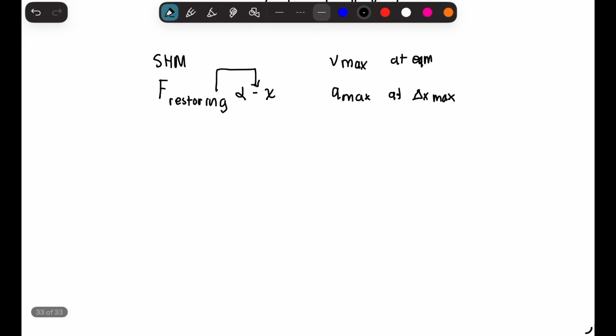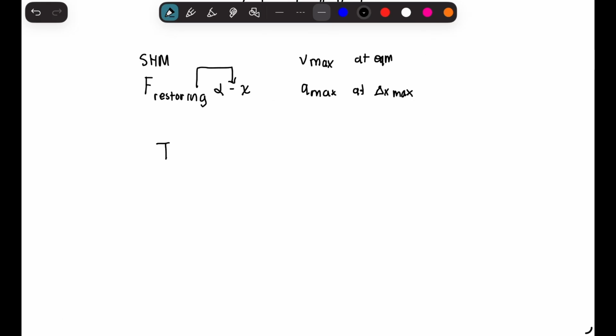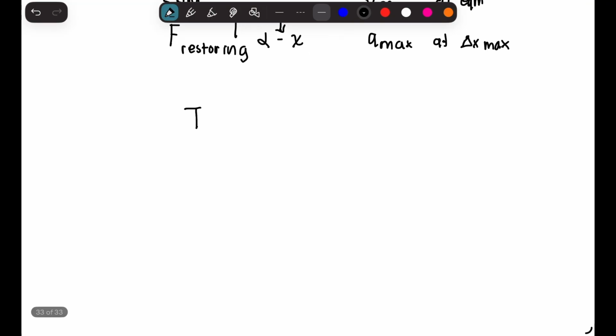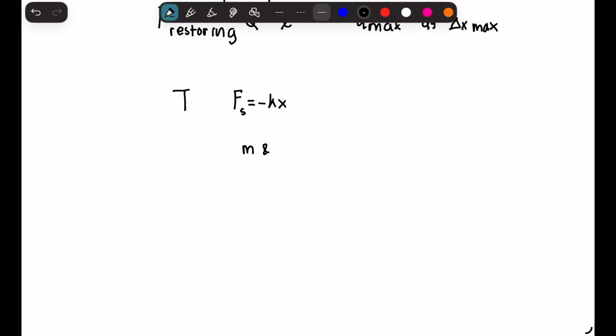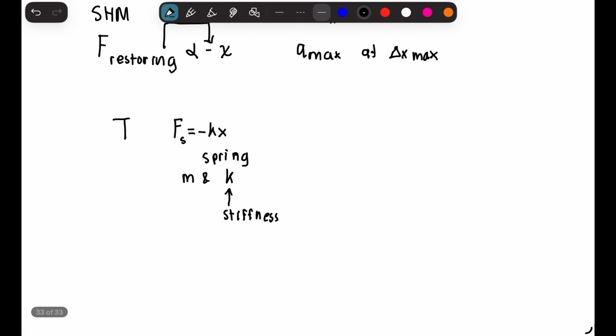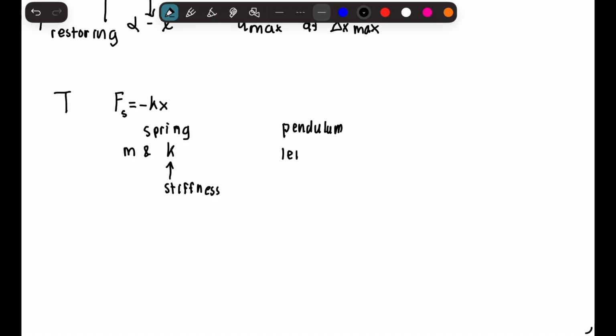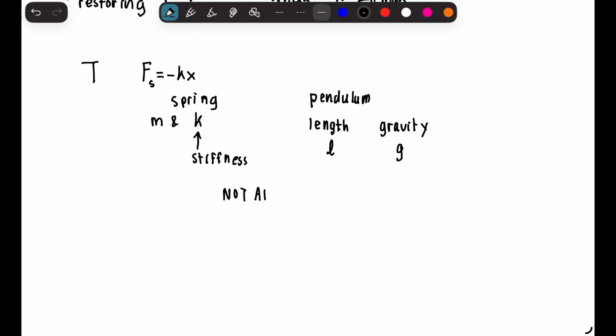Also, what do we have that is going to determine our period? Our period is when our cycle starts again. We have cyclic motion when we have a restoring force and springs. So we have Fs equal to negative kx. We're going to have our mass and our stiffness, which is k, from our spring. And if you're given a pendulum, it's going to be determined by the length L that you're given of the string, and also gravity, your gravitational constant, which is going to be 9.8 meters per second squared, not the amplitude.